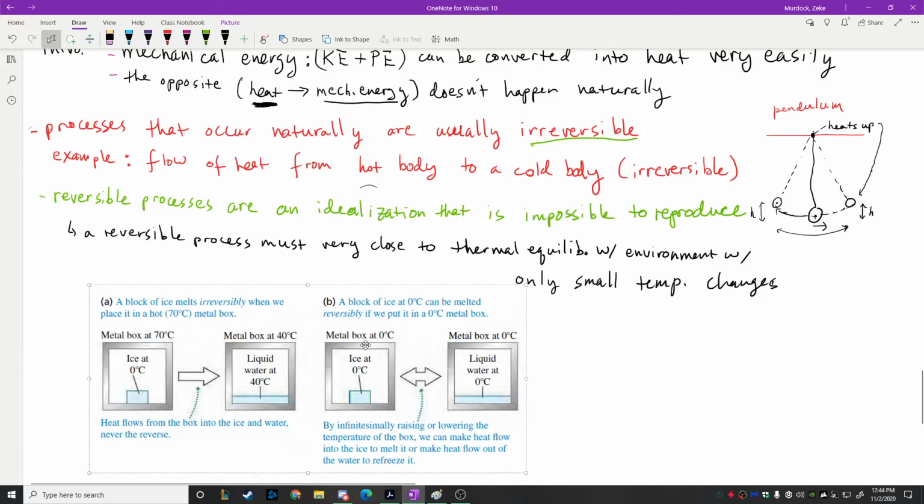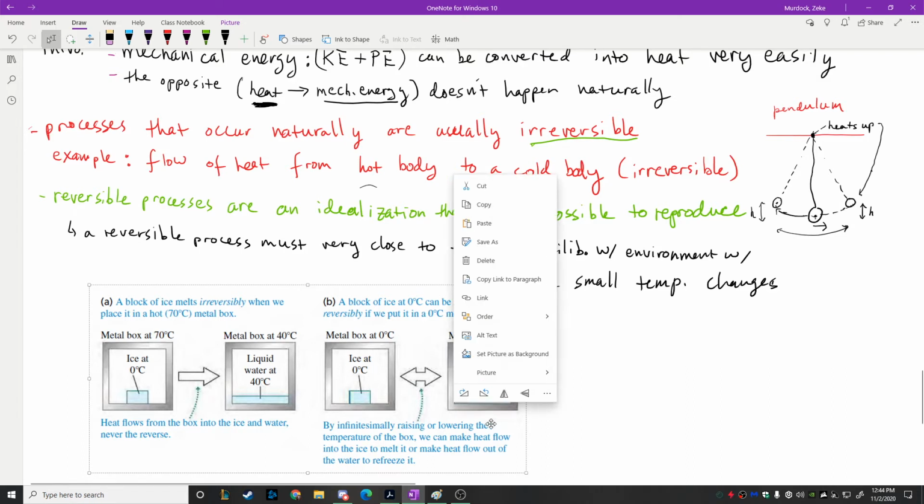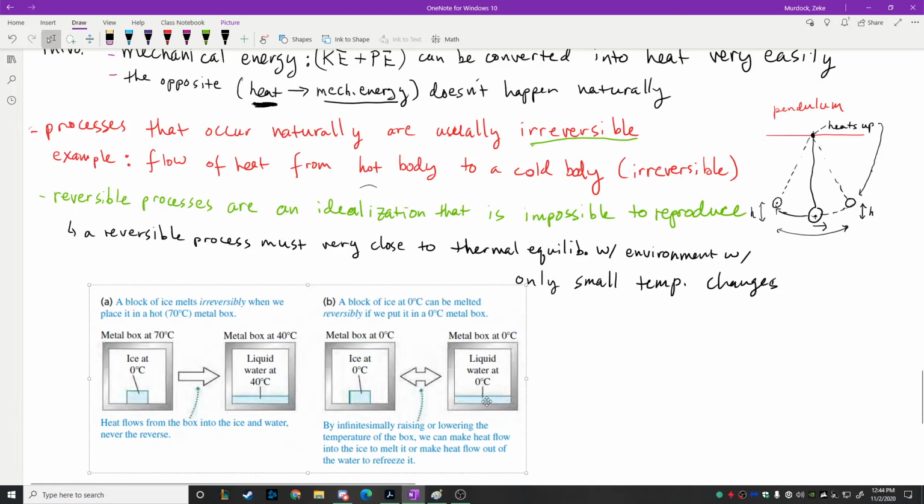And then once you've got liquid water, you could imagine now if we decrease the temperature of the metal box by just a little bit, then it should be able to freeze some of the water, and you decrease it by a little bit more, freeze a little more water, etc. So this is an example of a reversible process. It's an example of where the idea is that if you keep it in thermal equilibrium, there's a potential that you could reverse it. But it would not occur naturally, right? You'd have to raise or lower the temperature externally to make it work.